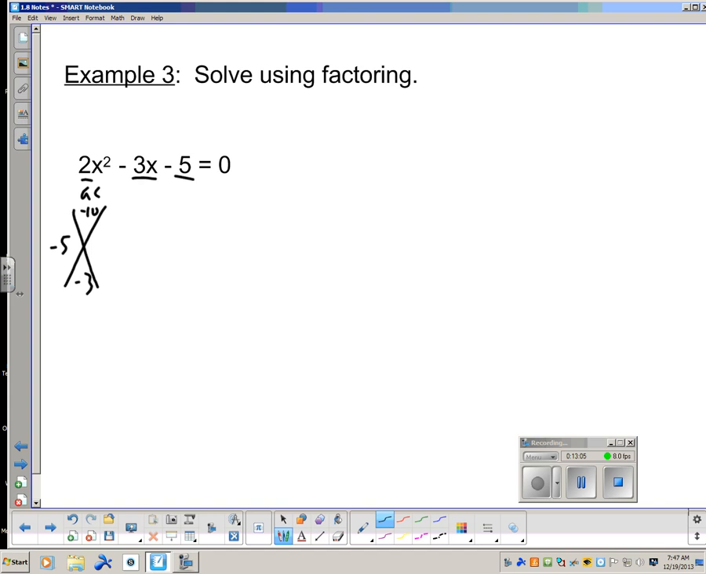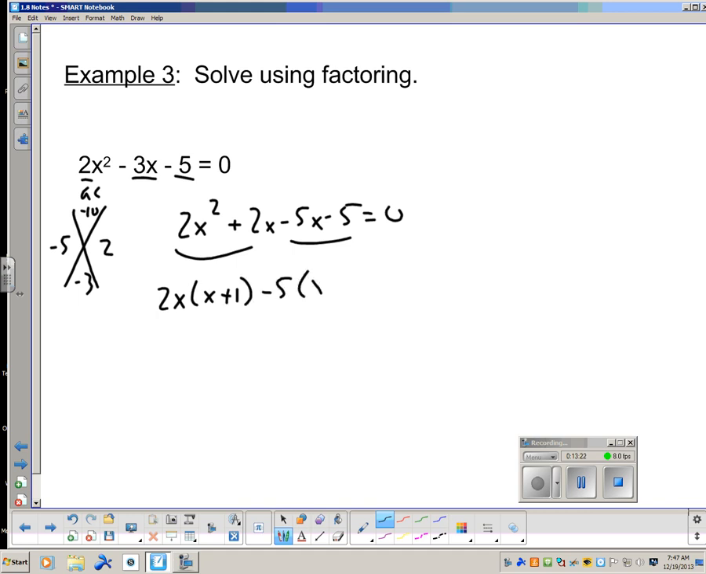That would be a negative 5 and a 2. So using the x method, I use 2x squared plus 2x minus 5x minus 5 equals 0. Factor by grouping. GCF there is 2x. I'm left with x plus 1. Over here, GCF is negative 5. I'm left with x plus 1. GCF of those two is x plus 1. And I'm left with 2x minus 5.